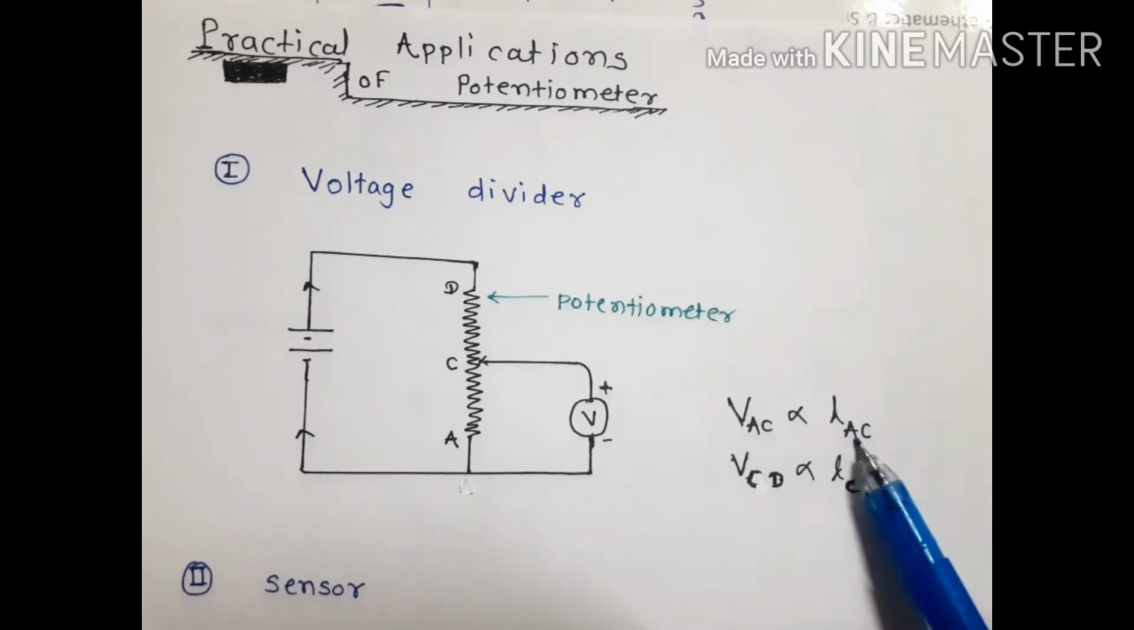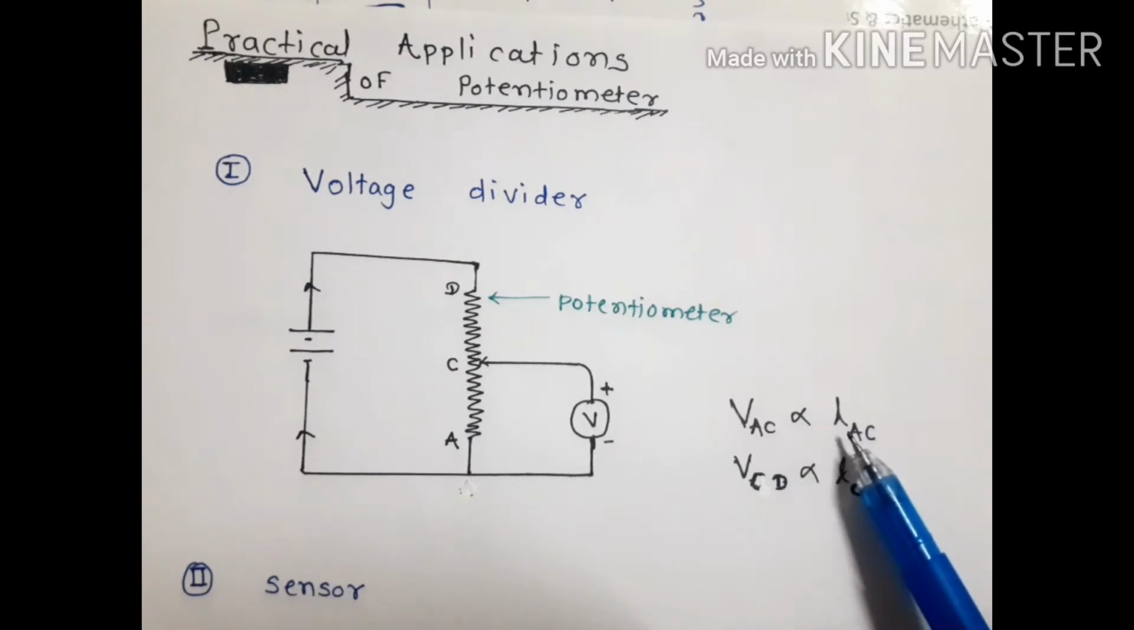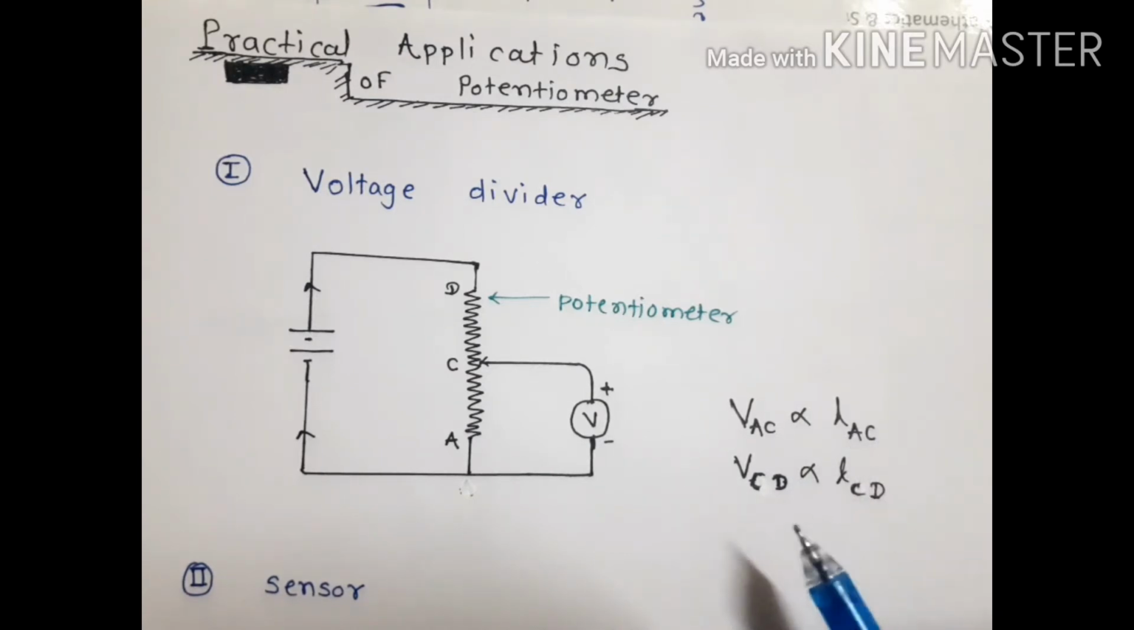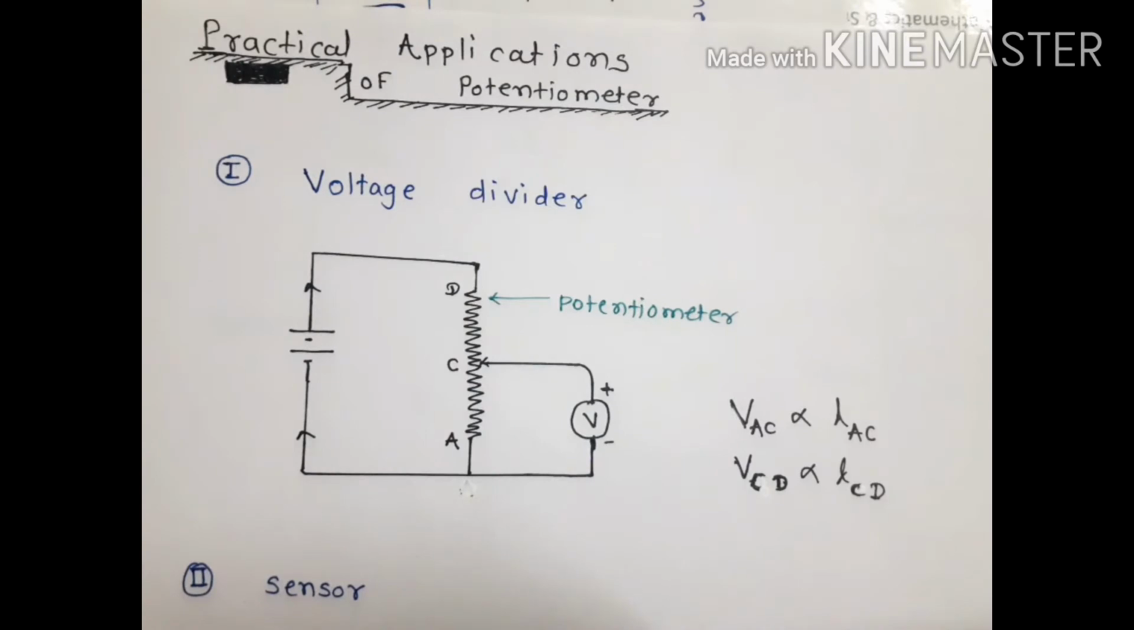See here, these are the two equations. The first equation tells us that the potential drop across points A and C is directly proportional to the distance between A and C, and the second equation says the potential drop across points C and D is directly proportional to the distance between points C and D on the potentiometer. It means the distance between any 2 points is directly proportional to the potential difference, and this is the main concept related to the voltage divider arrangement.